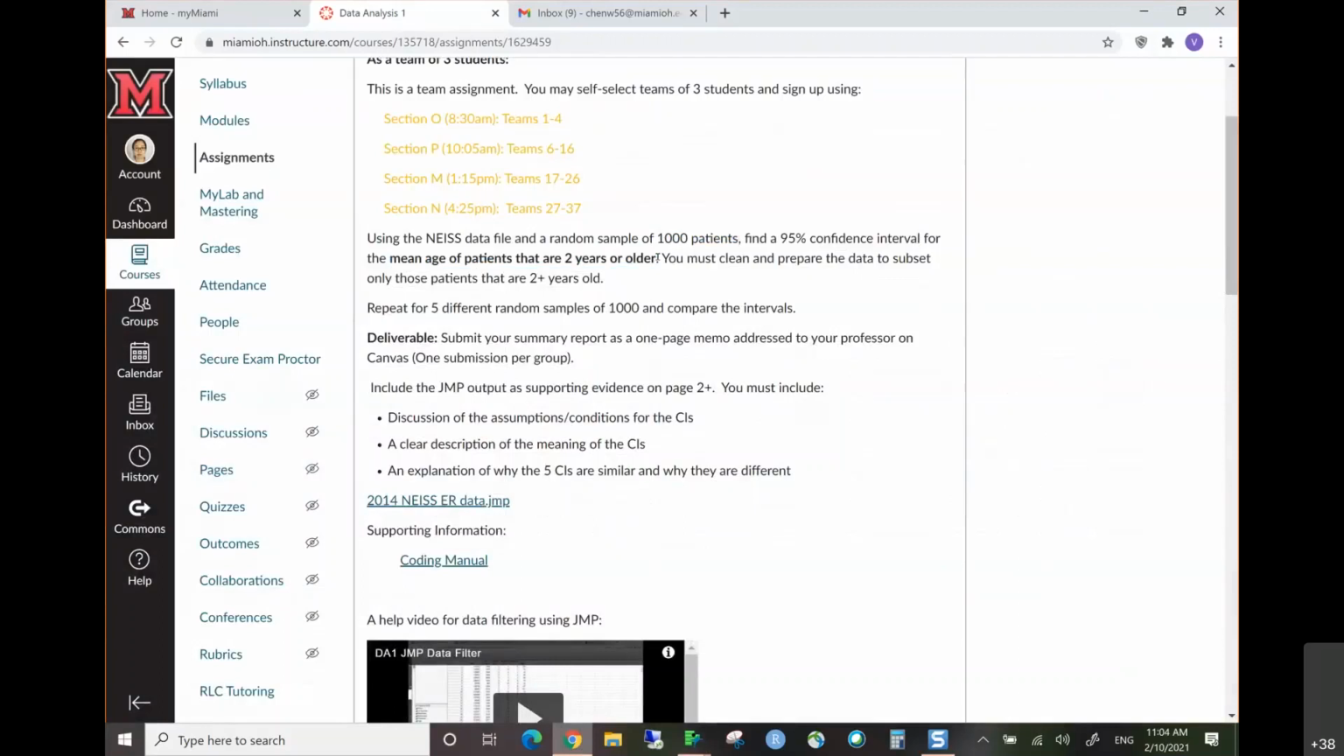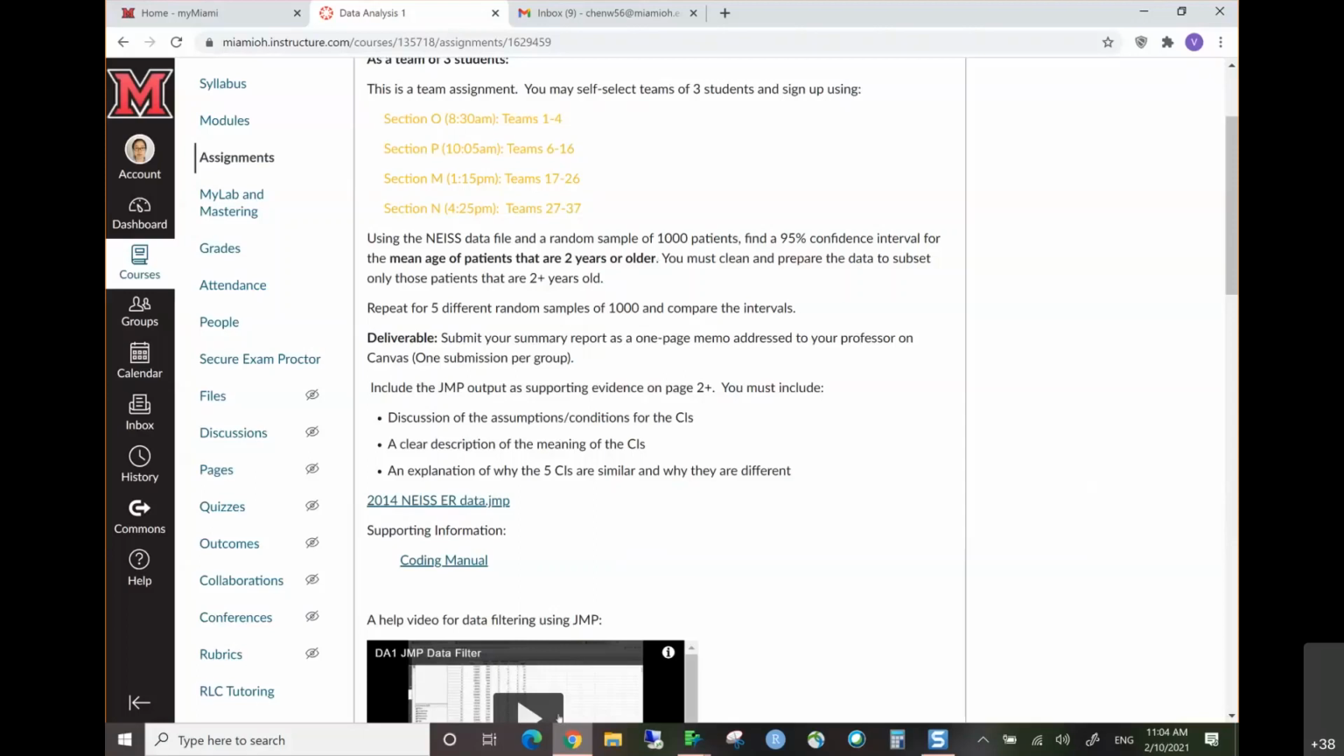Right, so that would be too many things for you right now. Think about this requirement. First, you only care about the patients that are 2 years or older. That means before you select the sample, you need to filter the data, right? You need to filter the data only for the patients that are 2 years or older.